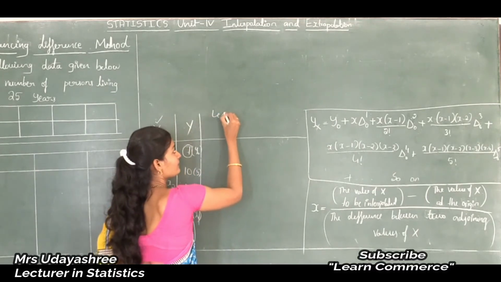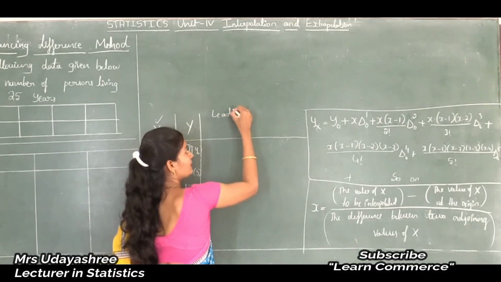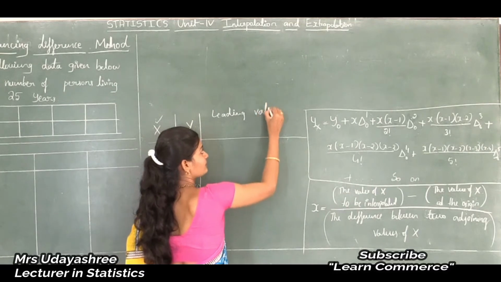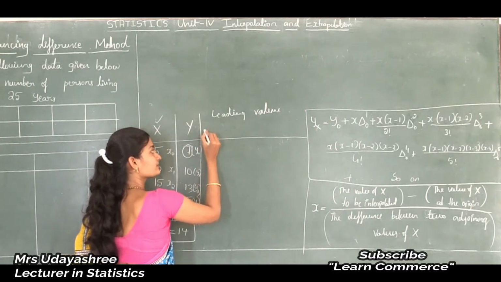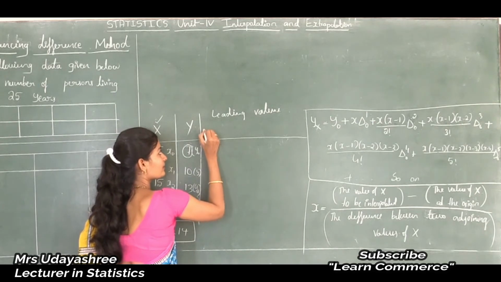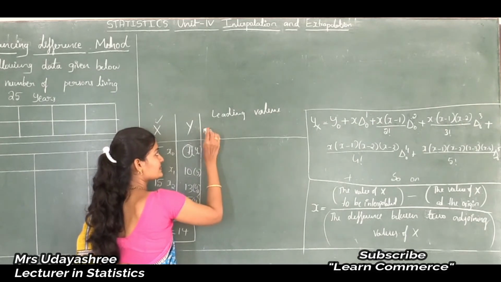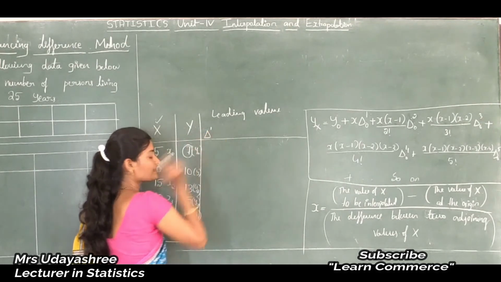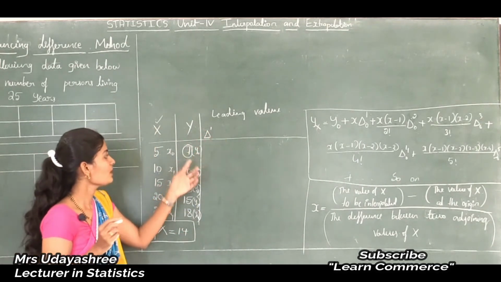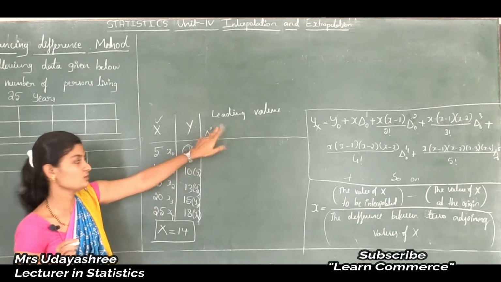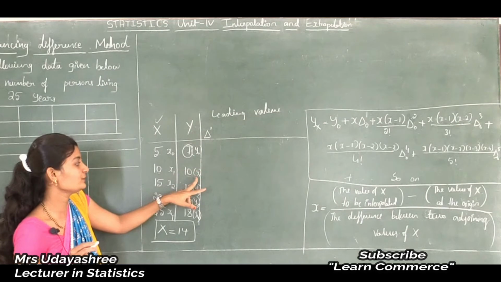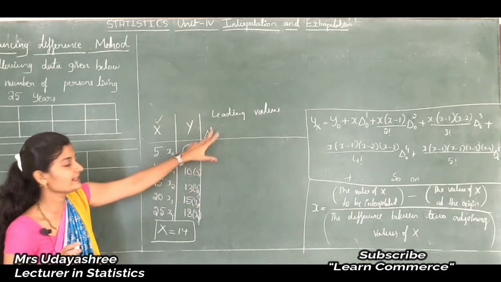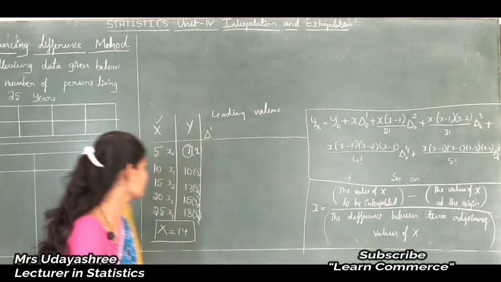To calculate the first leading value, I will write delta naught, delta 1. Okay, see, this is the delta 1 column. So how to find the delta 1 value? See, that is y1 minus y0. If I do y1 minus y0, I will get delta 1.